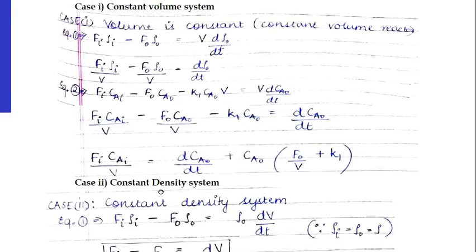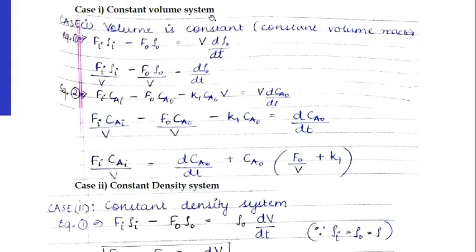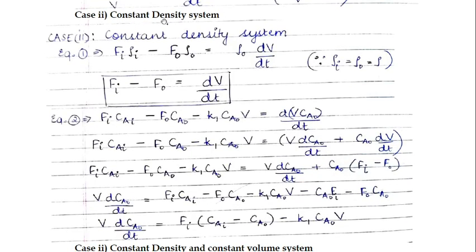Okay, let me go ahead with another case called the constant density system. Previously I've seen the constant volume system. The volume remained constant, density not constant. Input and output density were different. Now I'm considering the constant density system.